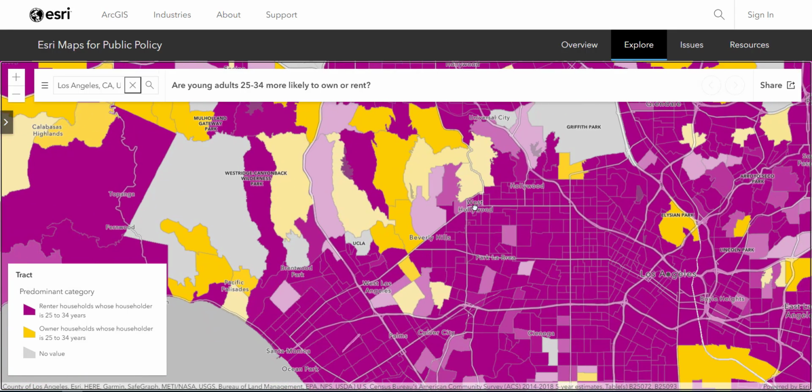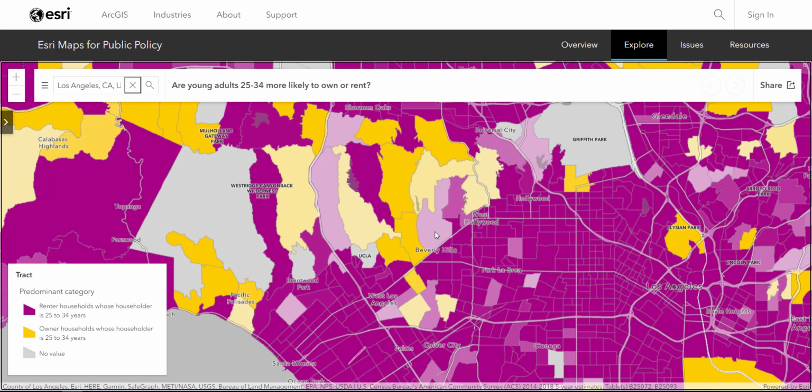Now we can look right here, perhaps over here by Beverly Hills, and we can see that we do have quite the influx here where suddenly we have the yellow showing up, or owner households whose householder is 25 to 34 is very common. But then right next to it, it's actually very common for people to be renters. So we can perhaps use this data to understand where we might need more affordable housing, where we might need more opportunities for people to access rent or home ownership in these areas.